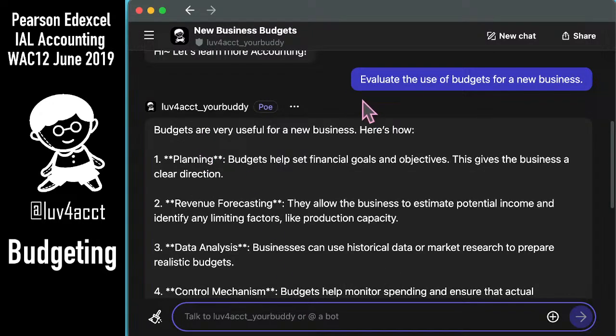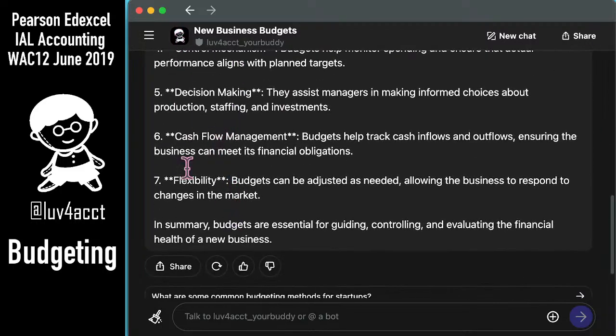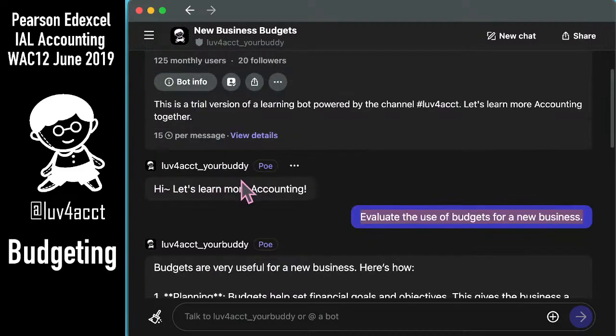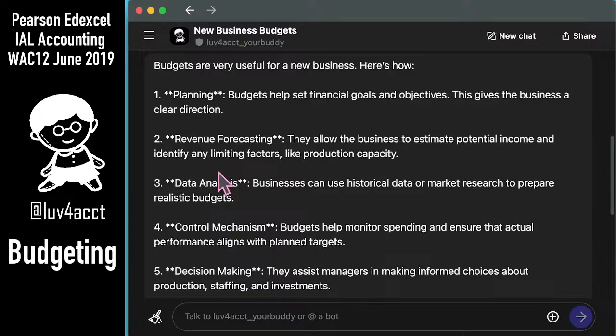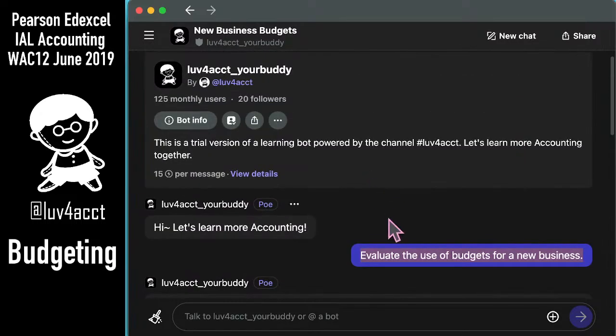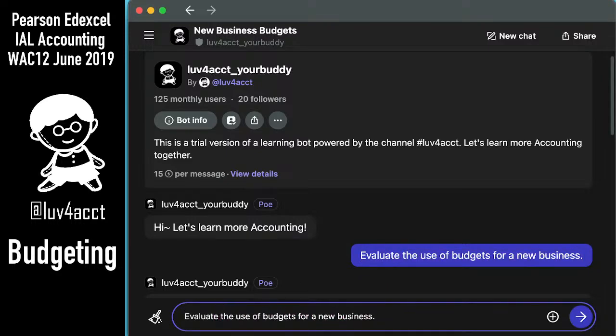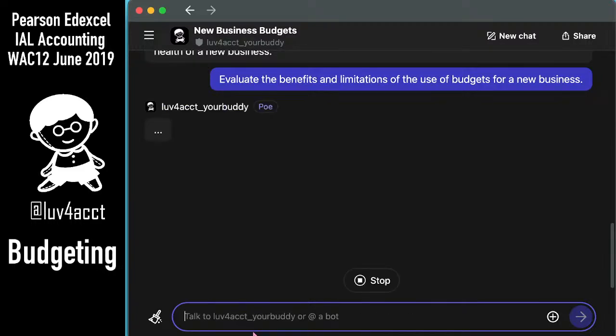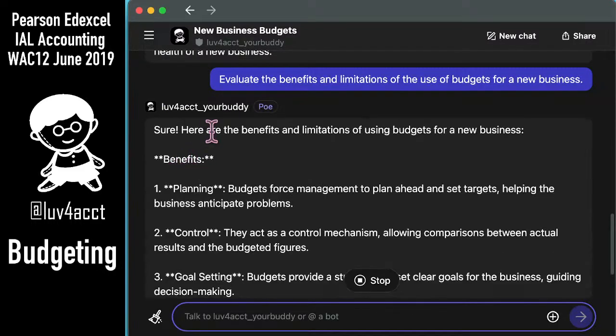If I just type in evaluate, it just gives you a bunch of points. This is not what we need, because if you have Pearson Edexcel evaluation questions, you have to write on both sides. So I will instruct it in a better way. Evaluate the benefits and limitations of the use. It will be better because it will give us benefits.